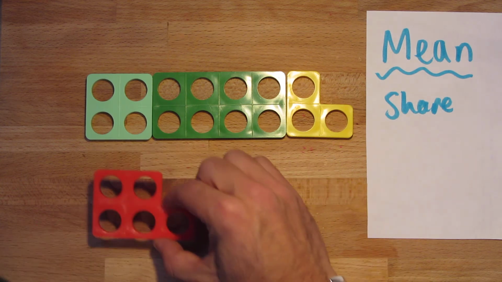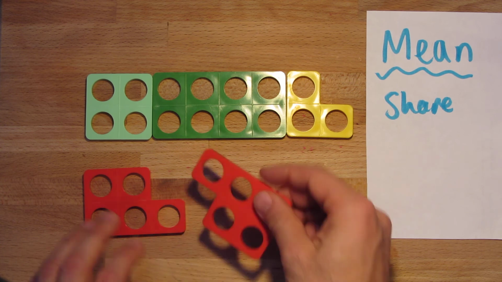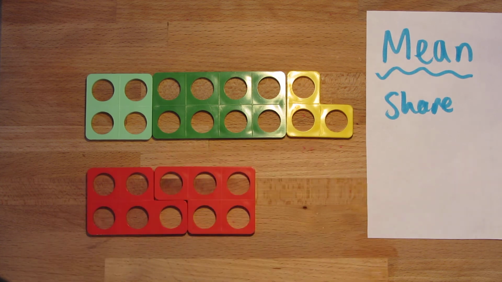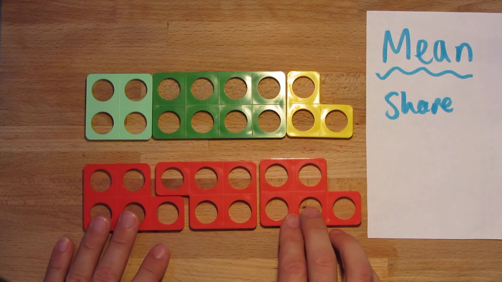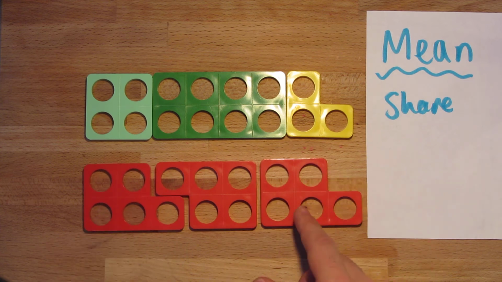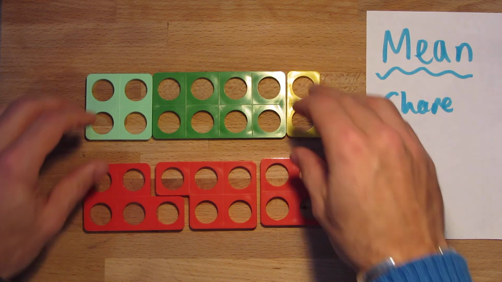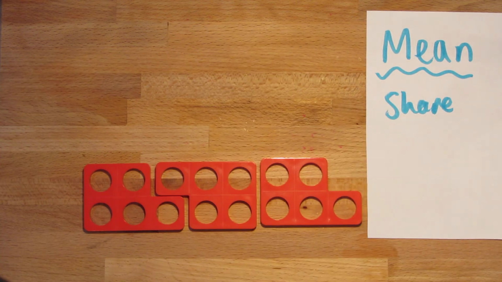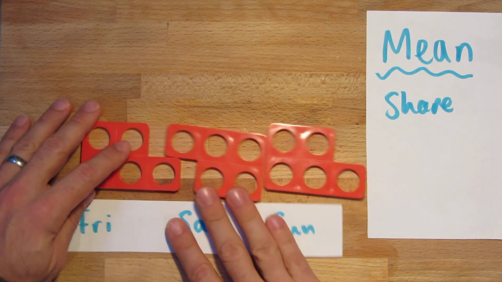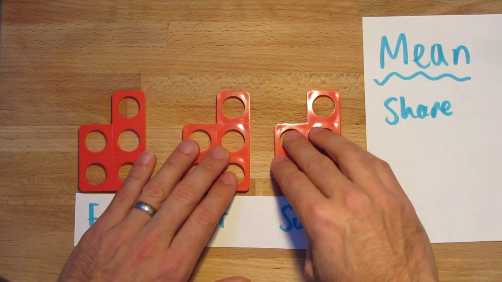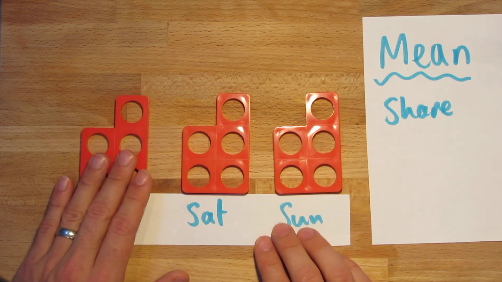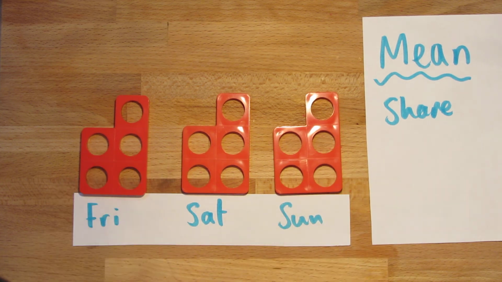Dividing 15 by 3, what do you get? 5. 3 lots of 5 make 15. There we go. So it seems like 5 is the fairest number to use to represent how much money they were raising each day. And it would look a bit like this in that case. Friday, Saturday, Sunday, they raised a mean amount of money of £5 on each day.